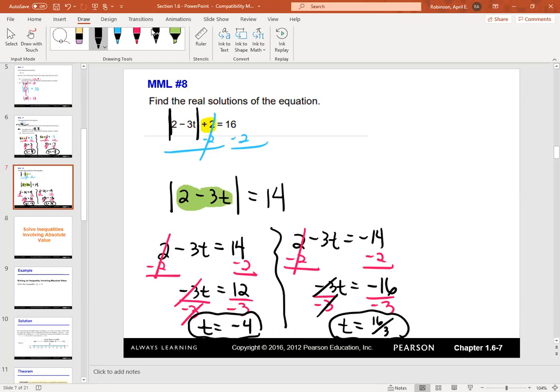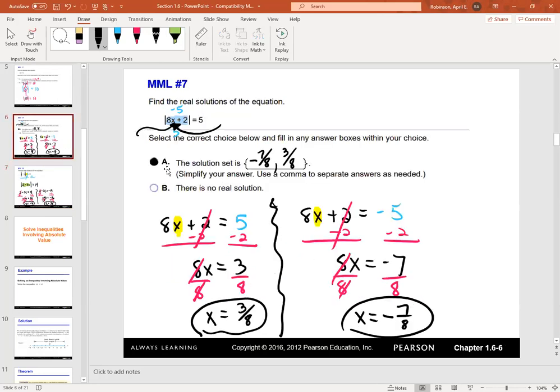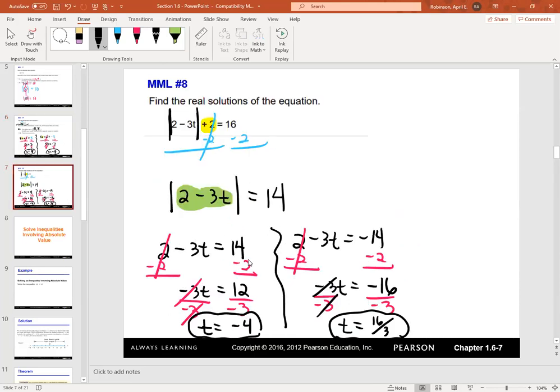And I'm sure my MyMathLab has the exact same choices of A and B. The solution set is: use a comma to separate your answers. I didn't screenshot that on this problem because I knew I was going to need a little bit more room when I was drawing. But you'll have the set of -4, comma, 16/3, and then whatever bubble dot you have over there. So now that's absolute value equations.